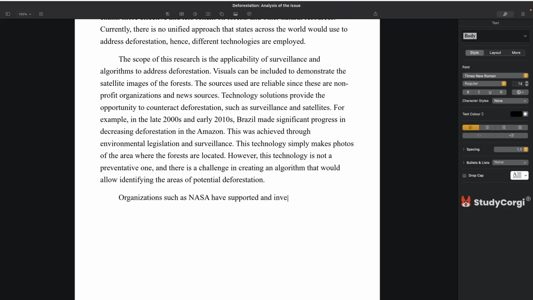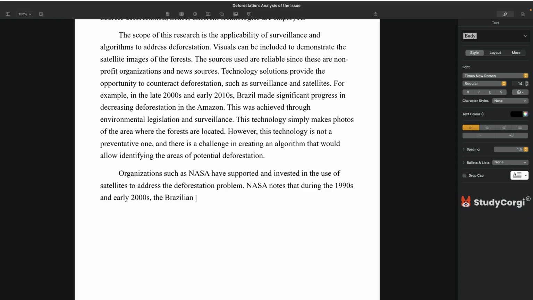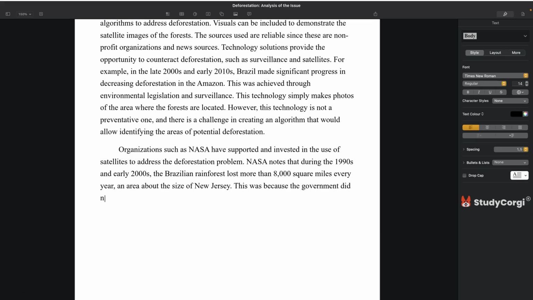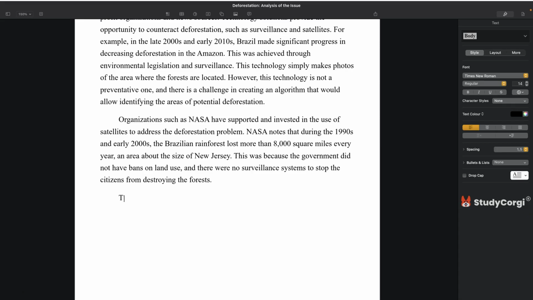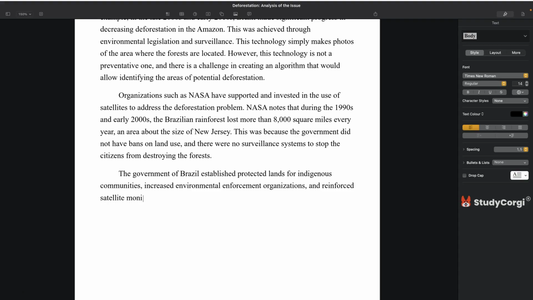Organizations such as NASA have supported and invested in the use of satellites to address the deforestation problem. NASA notes that during the 1990s and early 2000s, the Brazilian rainforest lost more than 8,000 square miles every year, an area about the size of New Jersey. This was because the government did not have bans on land use, and there were no surveillance systems to stop the citizens from destroying the forests. The government of Brazil established protected lands for indigenous communities, increased environmental enforcement organizations, and reinforced satellite monitoring systems, which allowed to curb the deforestation rates.